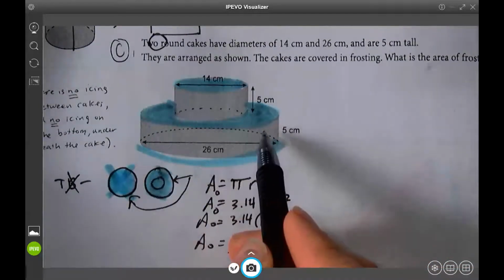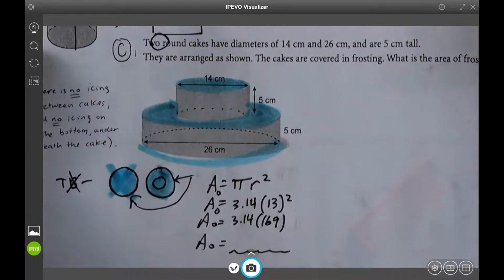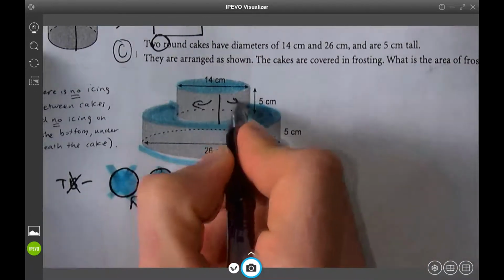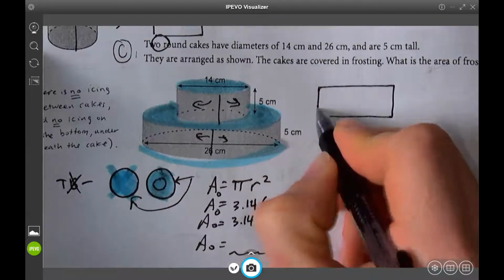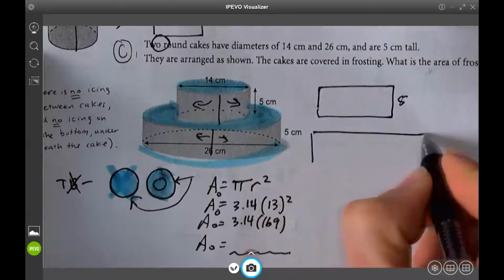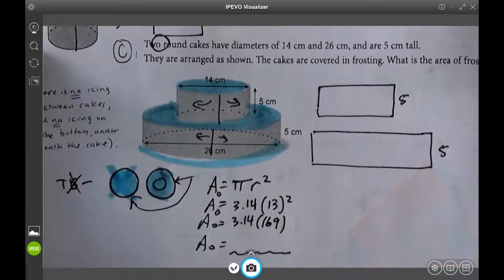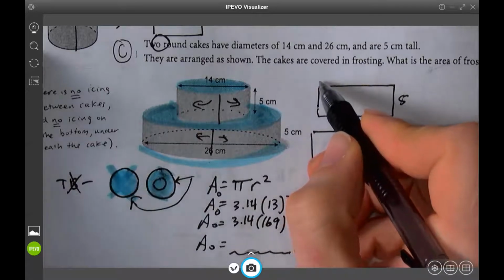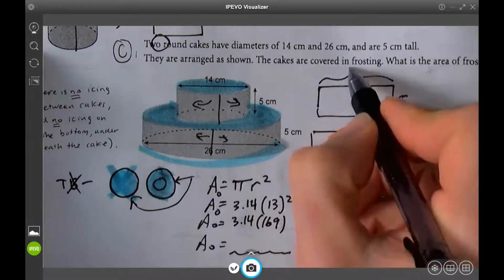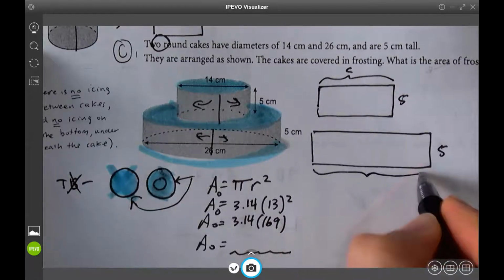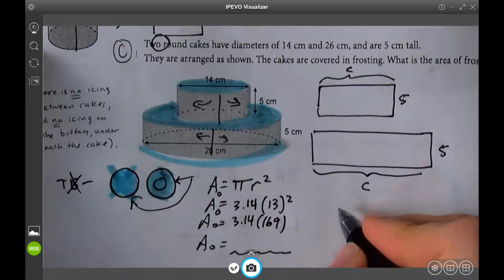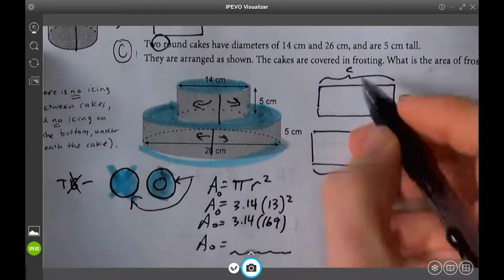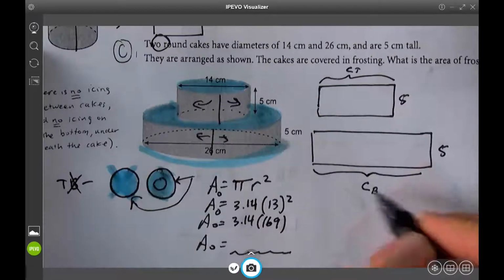I have the blue. Now all I need is to cut this open and make rectangles. So there's the top rectangle by 5, and let's say this is the bottom rectangle, and it has 5. What's this dimension here? Is this the circumference? This dimension here is also the circumference of the bottom circle. So we need to find both of these circumferences, the circumference of the top and of the bottom cake.